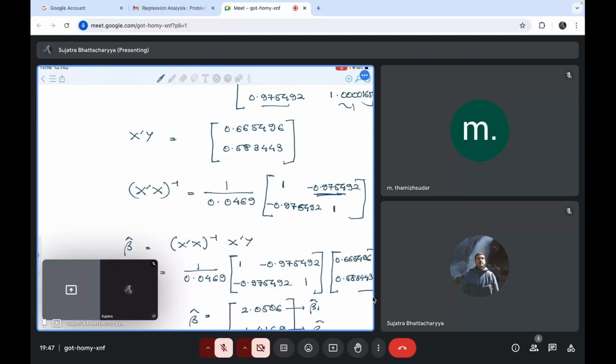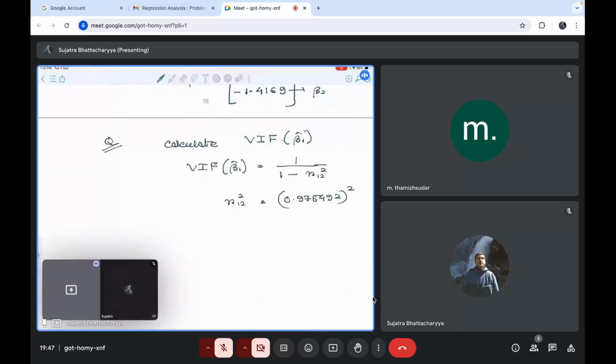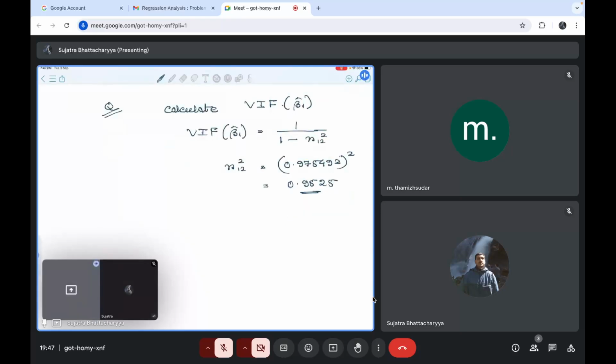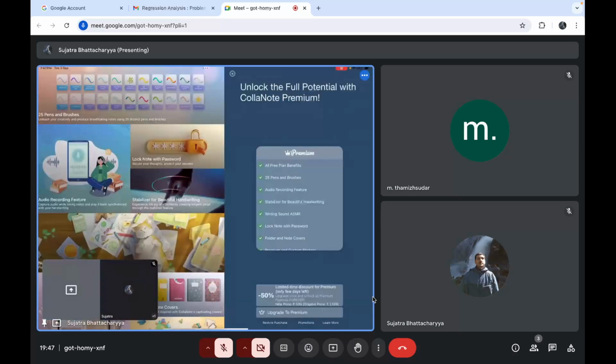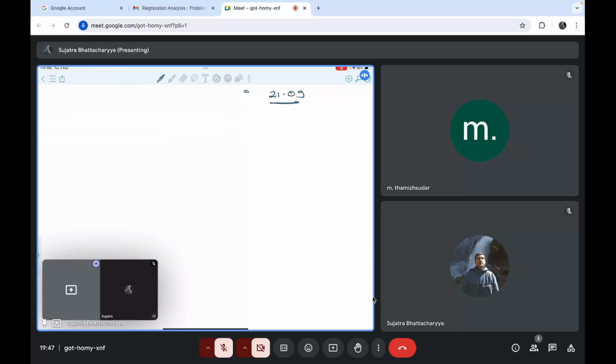This is your R12. Let me just check once. Yeah, this is your R12. So I need R12 square. R12 square is nearly 0.9525. So VIF therefore is 1 upon 1 minus 0.9525. This gives you nearly 21.0. So this is the variance inflation factor. So it's greater than or equal to 10, at least for this case. So this is the question.